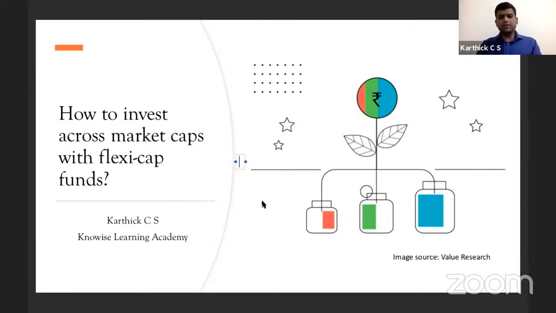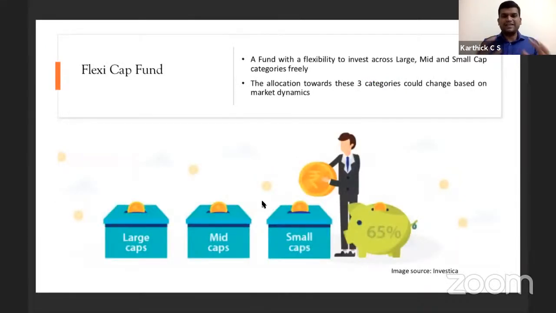See, when we talk about a flexi cap fund, that's what we are going to discuss today, it primarily has the ability to invest across large cap, mid cap, and small cap categories freely. Whereas in an existing category of fund, the multi cap fund, the current structure is 25% compulsorily to be invested in each of these categories. That is 25% in mid, 25% in large, and 25% in small. But flexi cap does not have any such restrictions, they can invest into any of these three categories freely.